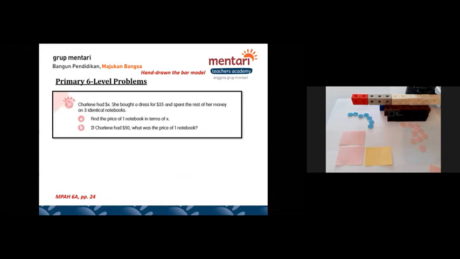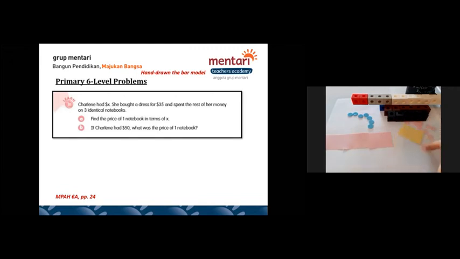Okay. So here, Charlene had X dollars. She bought a dress for $35 and spent the rest of her money on 3 identical notebooks. Find the price of one notebook in terms of X. I will just show you how I will think about this on my other camera, and you can start building the model for this one. And if you're brave enough, you can show the rest of the class how your model looks.